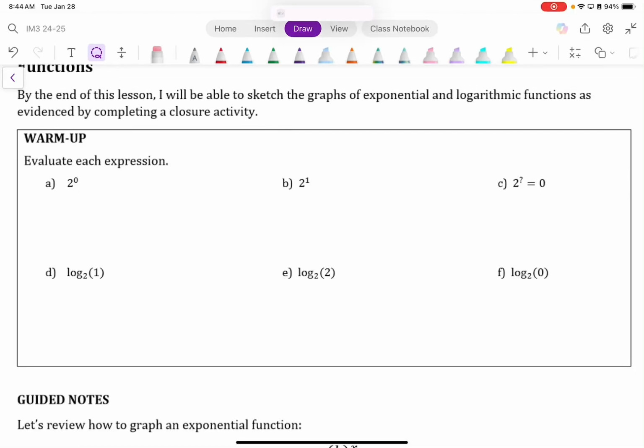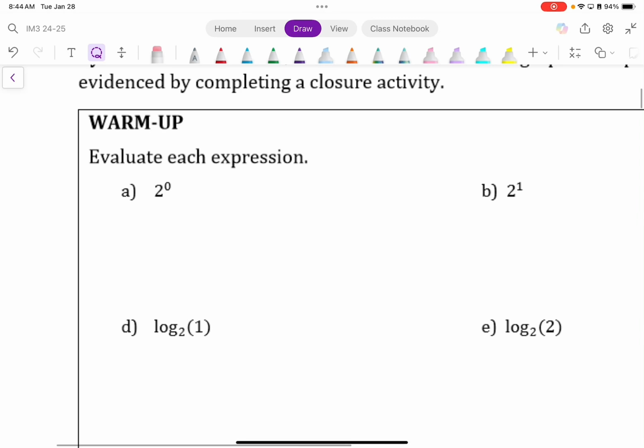Let's begin with this short warm-up where we're evaluating the expressions below. For example, part A, we have 2 to the 0 power. What is 2 to the 0 power? What is anything to the 0 power? It's equal to 1.